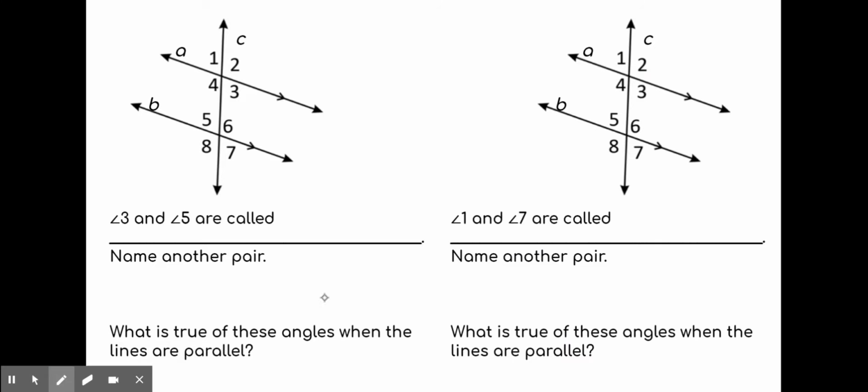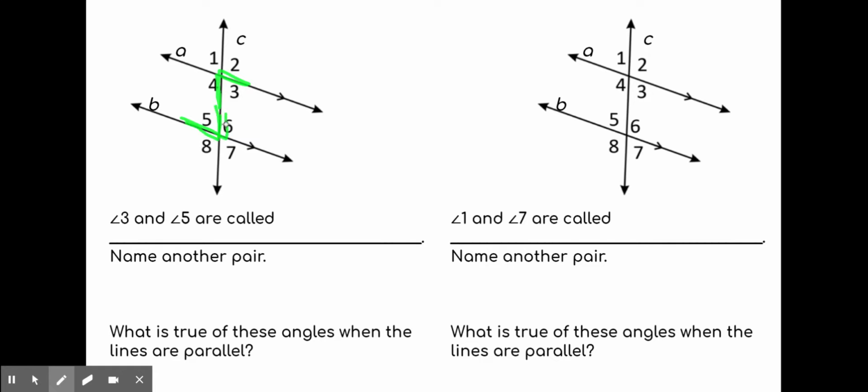Okay, so we've talked about vertical angles, which we already knew. Remember, vertical angles are the ones with intersecting lines that are across from each other. And we've talked about corresponding angles. Corresponding angles are sort of in the same spot. So 1 and 5, 3 and 7, those are corresponding. Now let's look at another pair of angles. Let's look at angle 3 and angle 5.